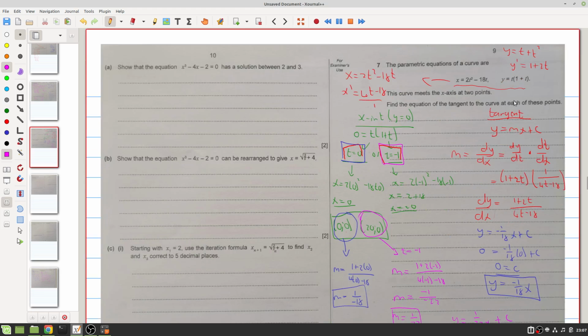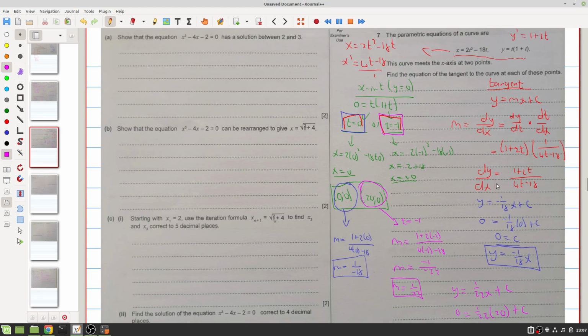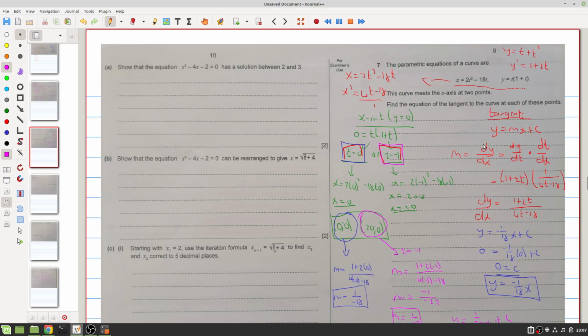Okay, so there's quite a lot going on here. I can't see the marks here, but I'm assuming it's quite a number of marks for this. So the important thing is we want to find our gradient for this parametric curve. This is how we find our gradient: dy/dx equals dy/dt times dt/dx. So you have to differentiate both of them separately and then plug it in here to get your dy/dx.